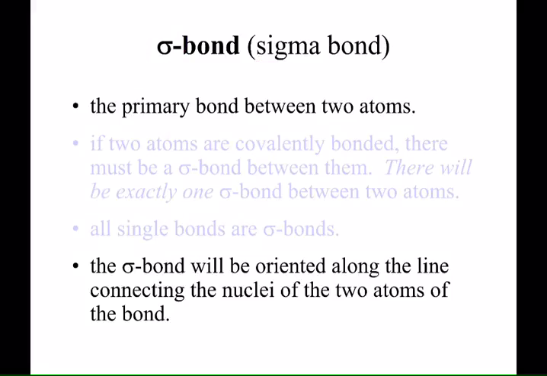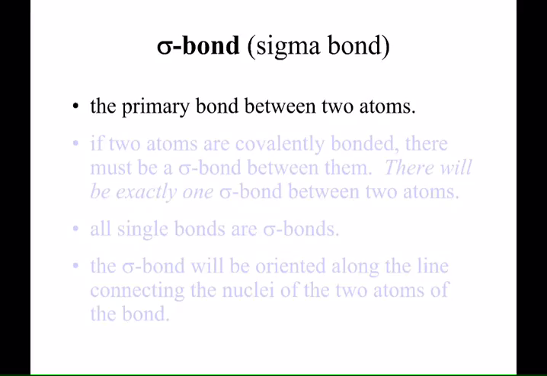And sigma bonds, the first to arrive, will connect those two atoms, and I'm going to try to show you what this looks like. The sigma bond will lie between the nuclei of the atoms that they are connecting.